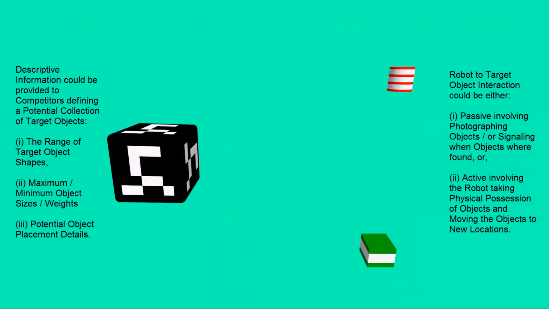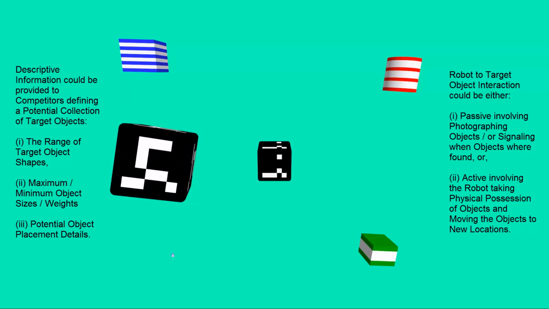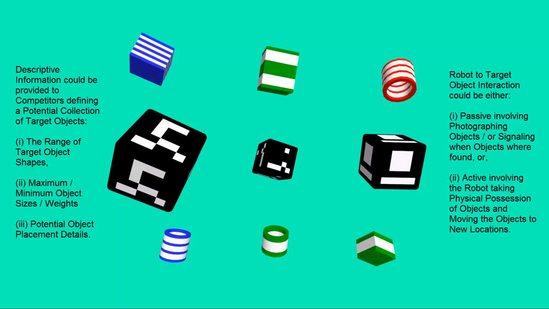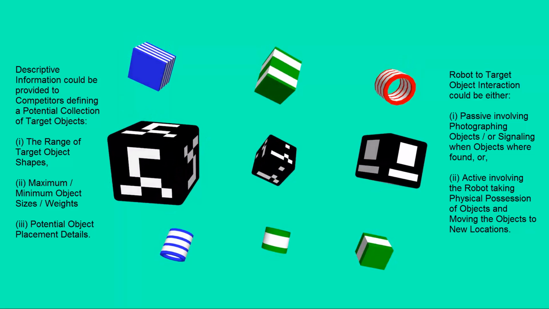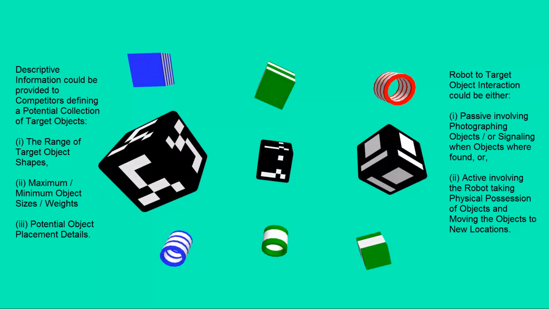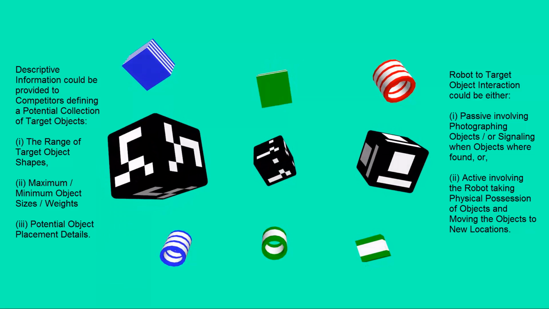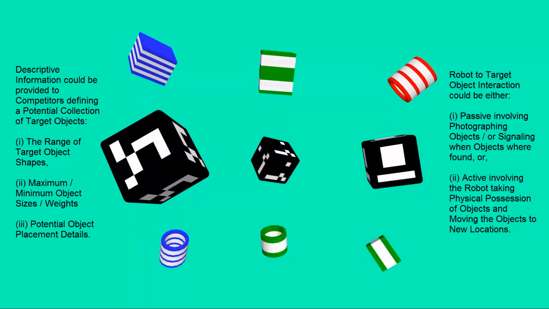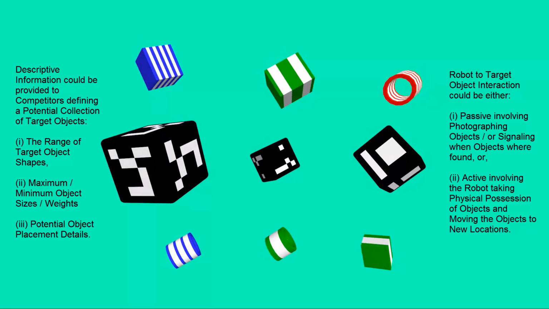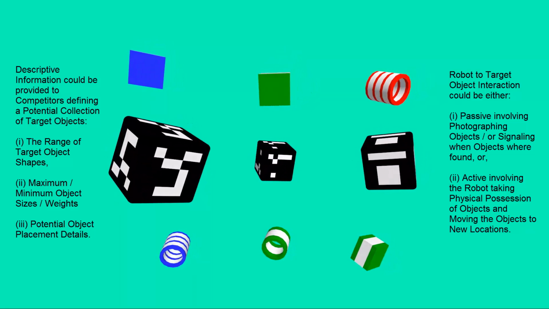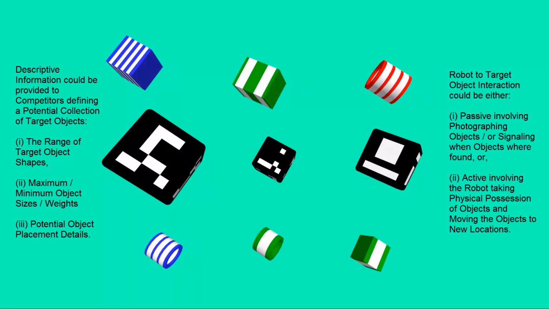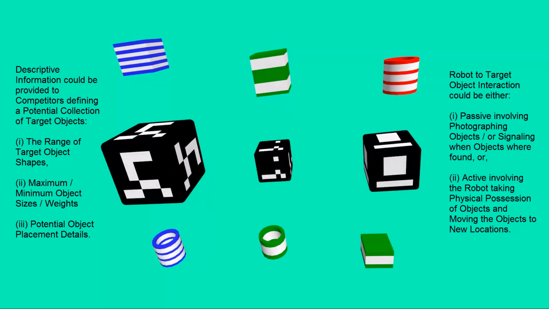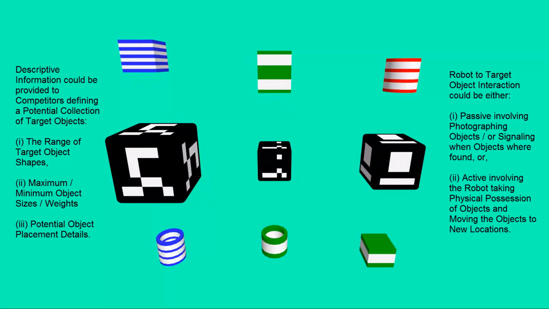Descriptive information could be provided to competitors defining a potential collection of target objects. 1. The range of target object shapes. 2. Maximum, minimum object sizes, weights. 3. Potential object placement details. Robot to target object interaction could be either 1. Passive, involving photographing objects or signaling when objects were found, or 2. Active, involving the robot taking physical possession of objects and moving the objects to new locations.